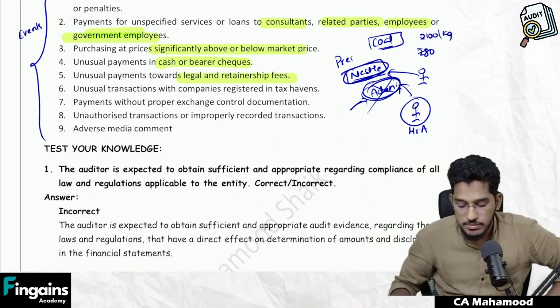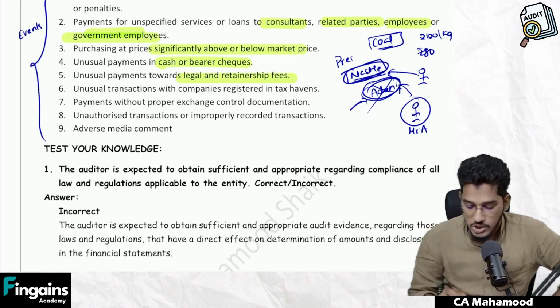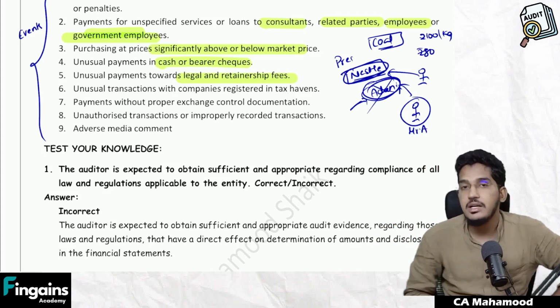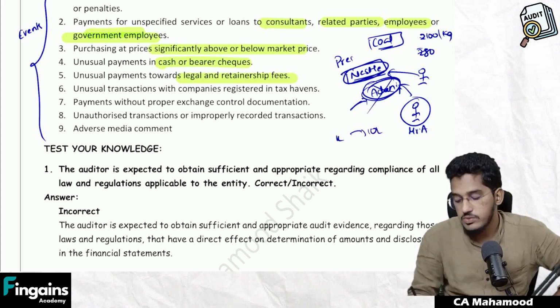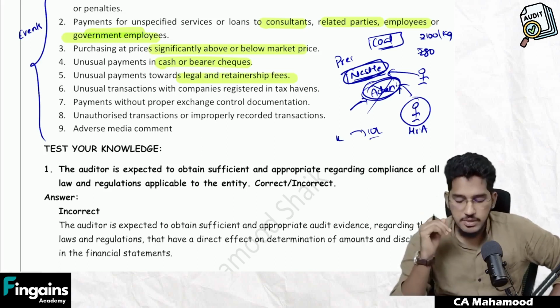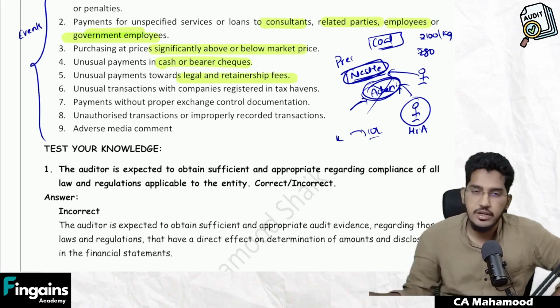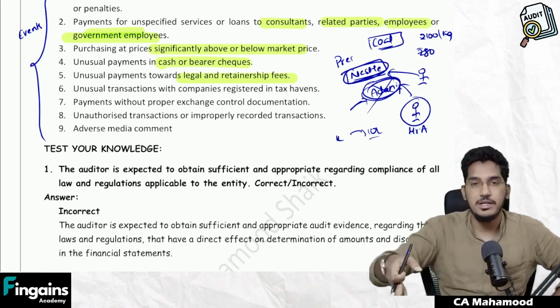So like this, some companies will pay some retainership fees to retain the lawyers. You are able to see huge payment towards legal and retainership fees. Last year legal fees was 1 lakh. Current year legal fees was 10 lakh. Or current year retainership fees was 10 lakhs. What does that indicate? If the client is making huge payment of legal fees or they are retaining more number of lawyers, what does that mean? They themselves are expecting non-compliance.